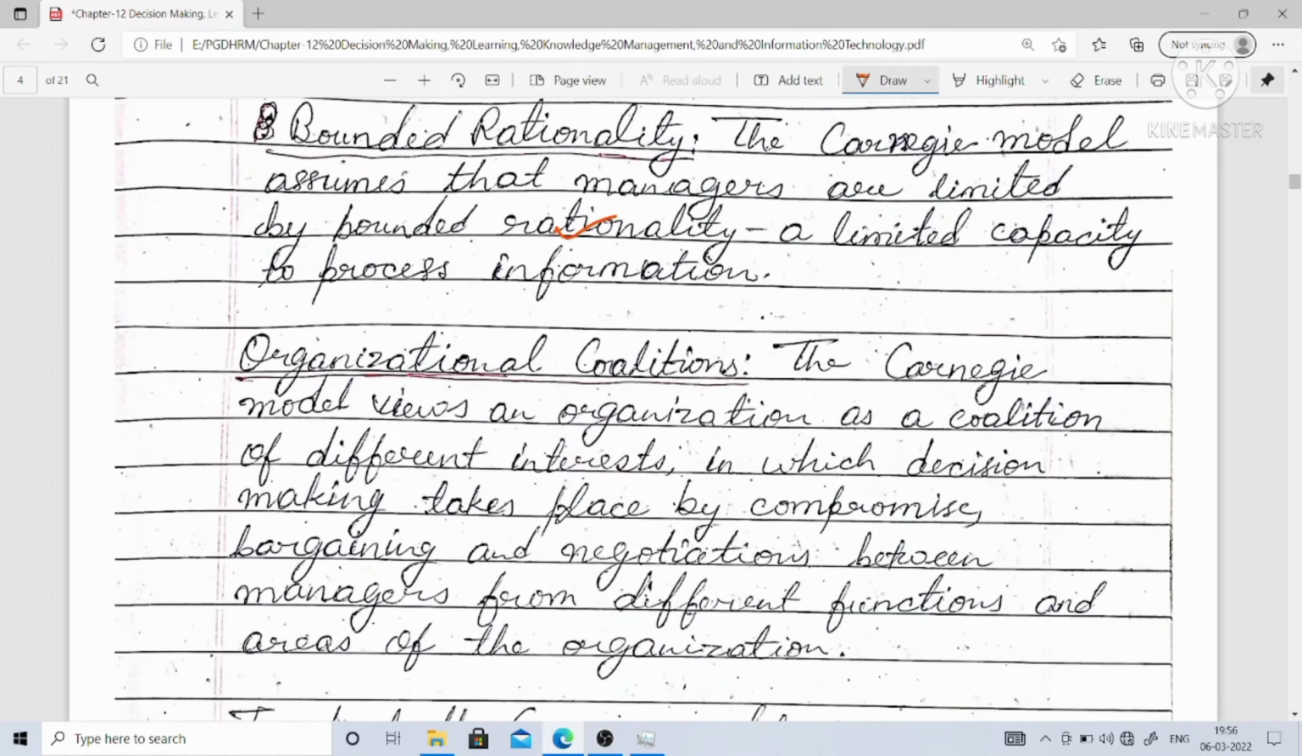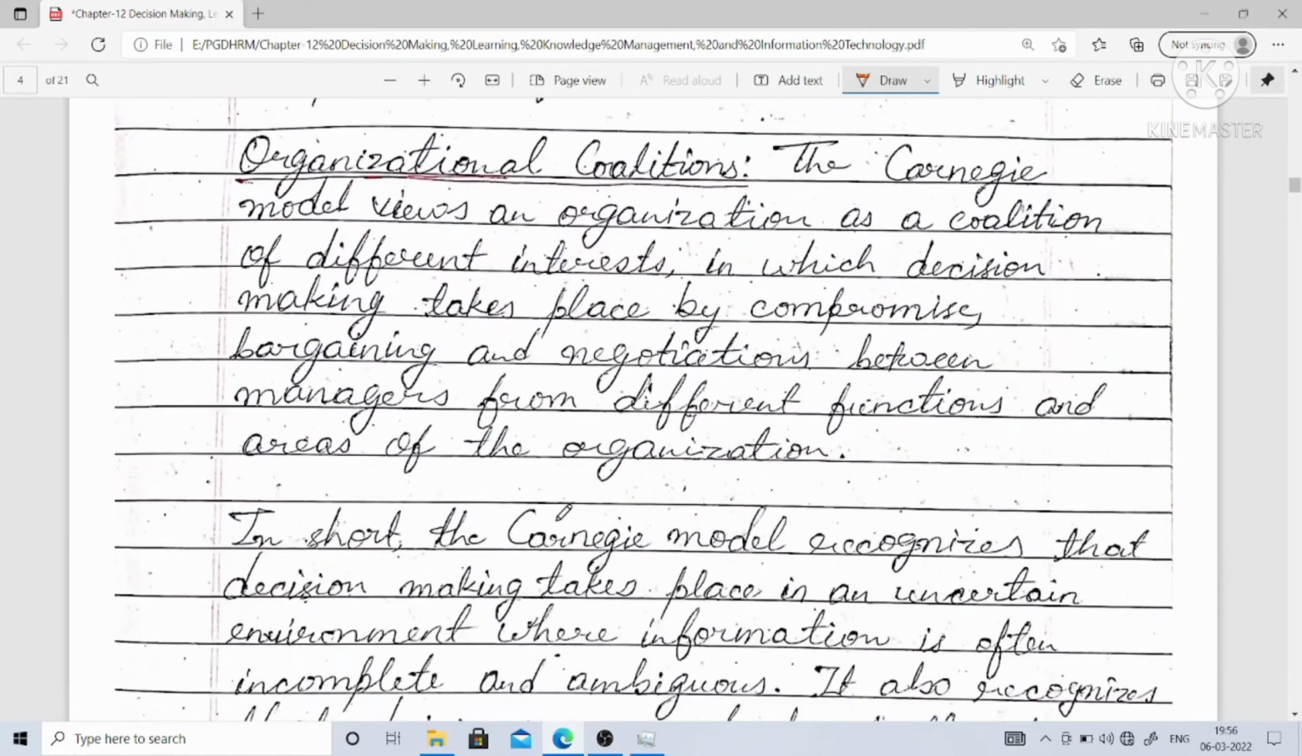Third given, organizational coalition. There is also the effect of organizational coalition on organizational decision making. The Carnegie model views an organization as a coalition of different interests, in which decision making takes place by compromise, bargaining and negotiations between managers from different functions and areas of the organization.